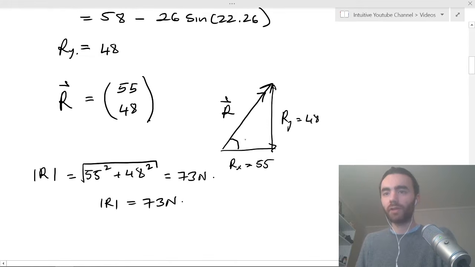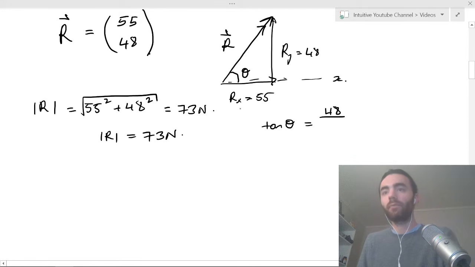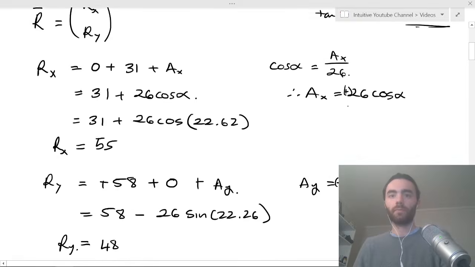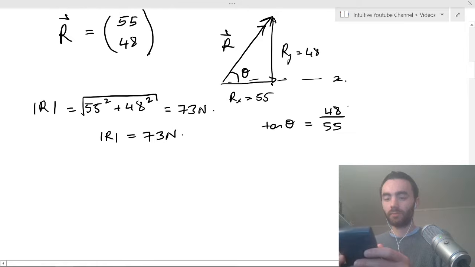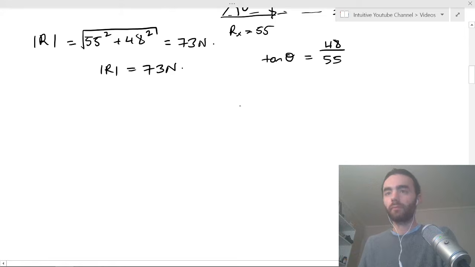And then we want to know, well, what direction is this acting in? Remember, this is our x-axis. We can treat that as our x-axis. Well, we can say tan theta equals opposite, which is our Ry, 48, divided by adjacent, which is 55. So 48 divided by 55, shift down. And this equals 41.1 degrees. So your theta equals 41.1 degrees.